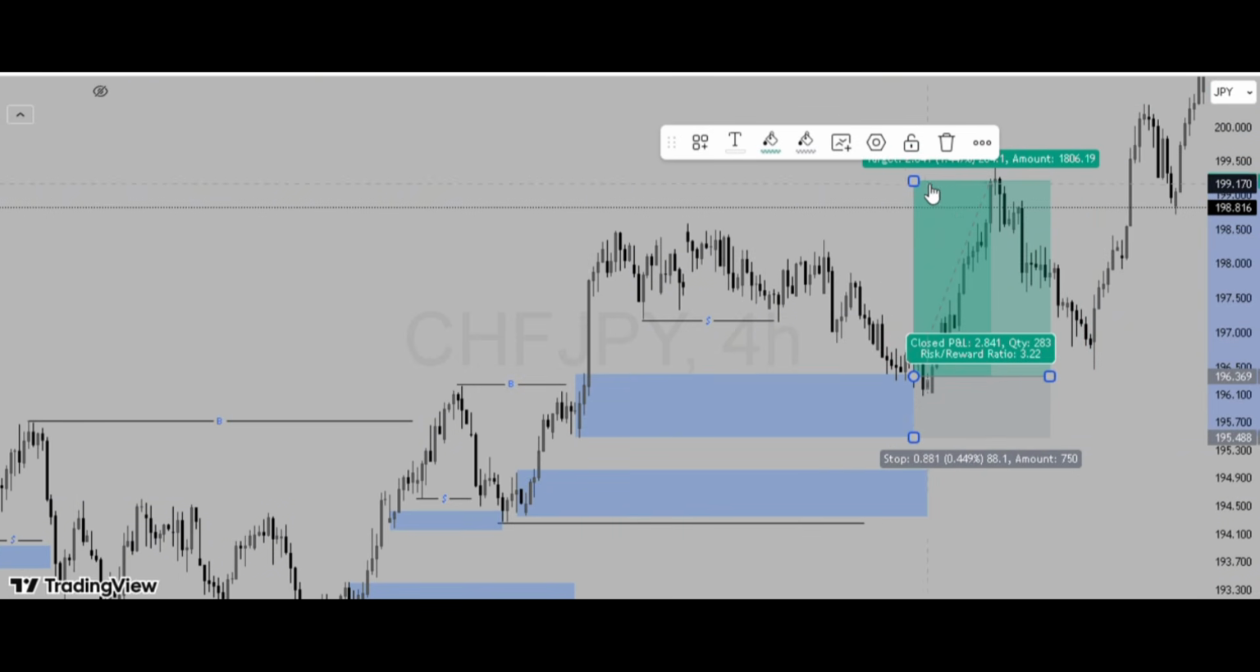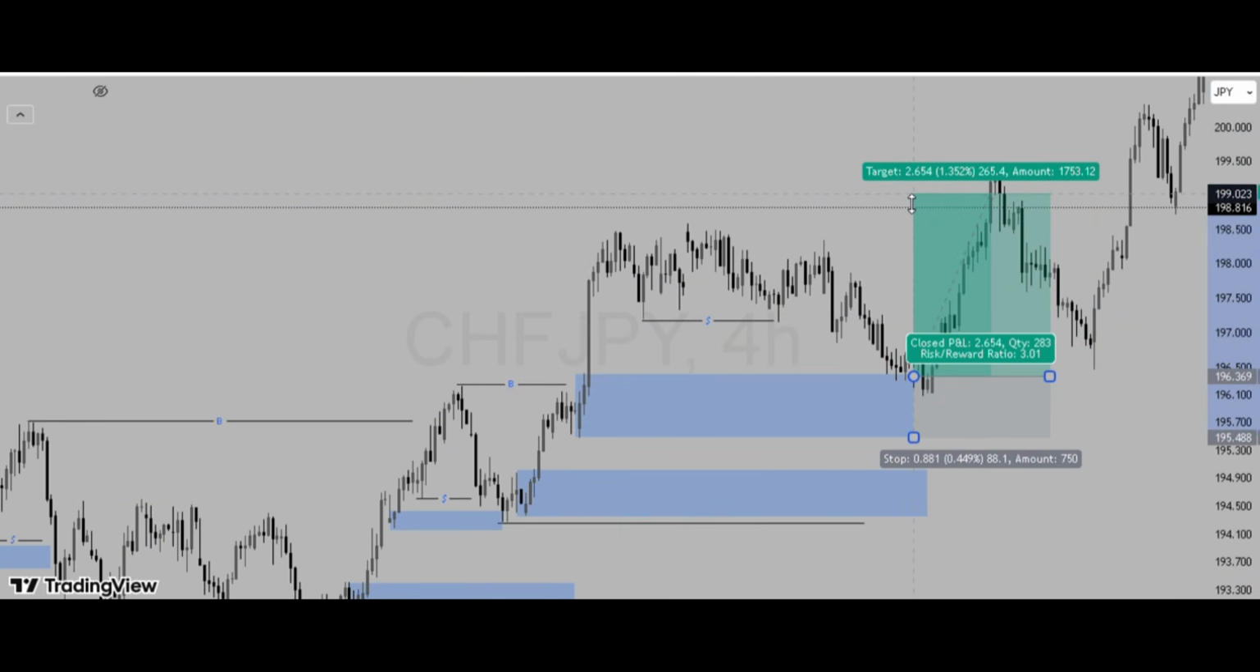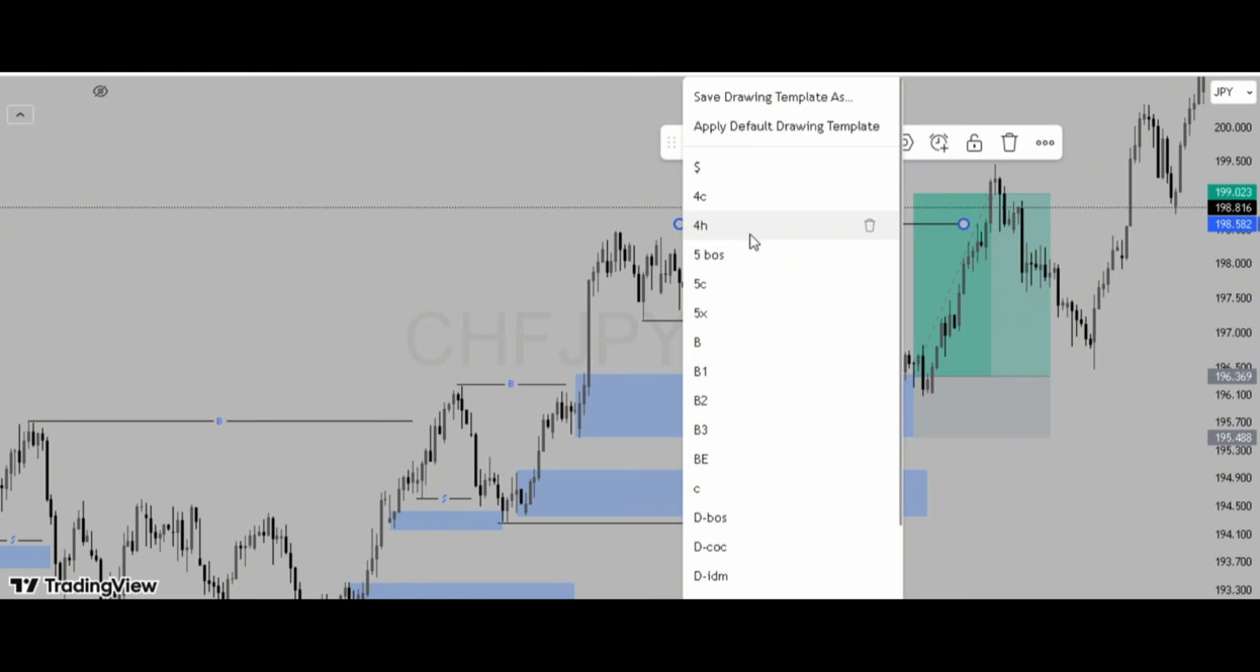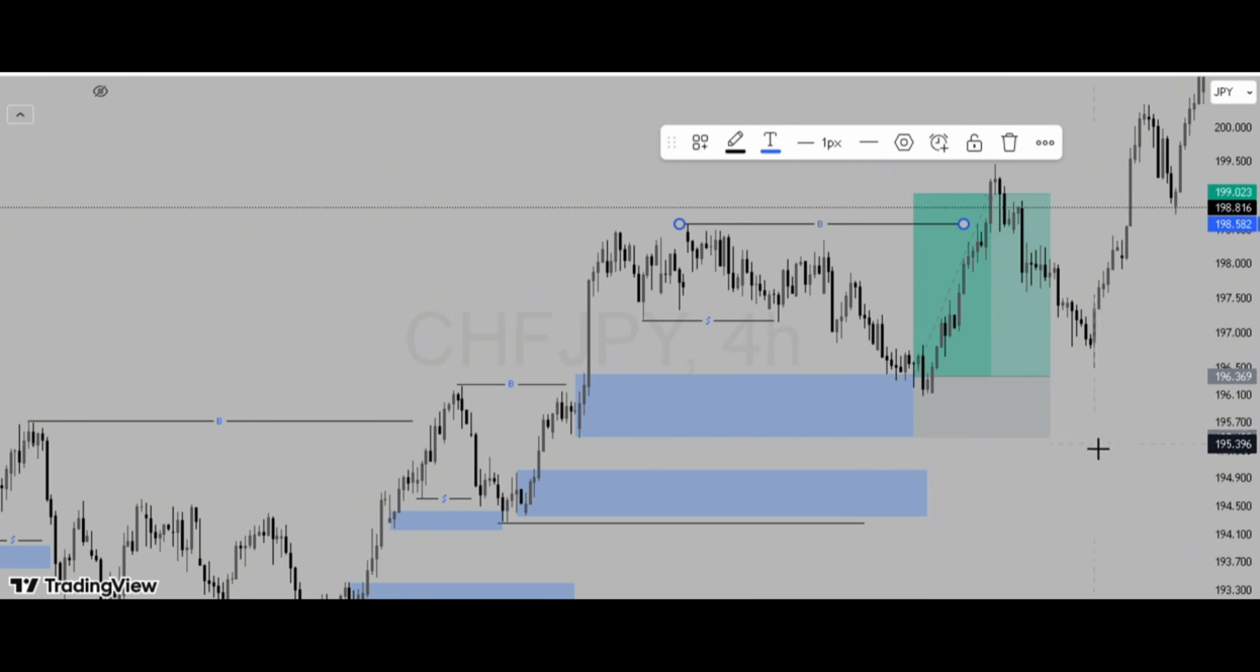Maybe ratio 1 to 3. I always recommend ratio 1 to 3. And you see, this is exactly what structure mapping is all about. Once you understand it, you will not need to run after the market. You will just wait patiently for the trade to come to you because you actually have your game plan and you know exactly where you want to position.